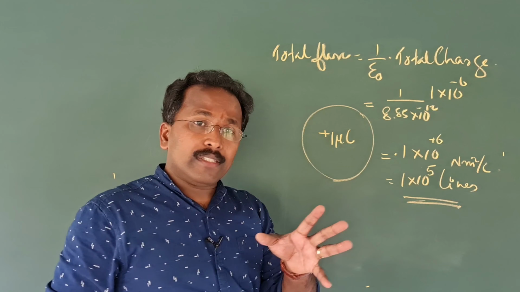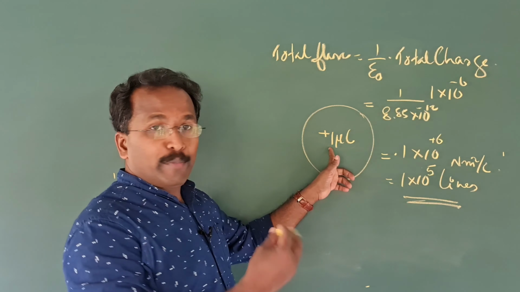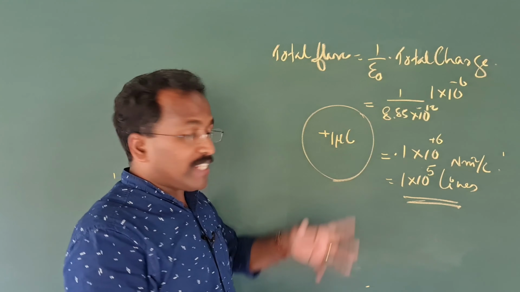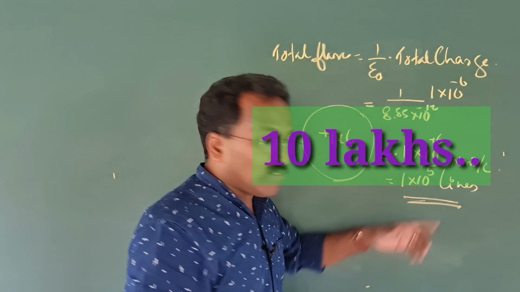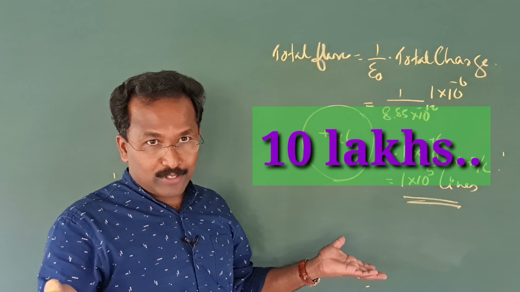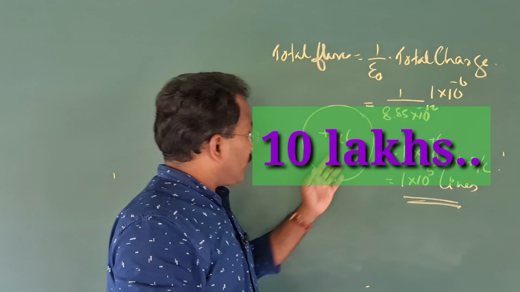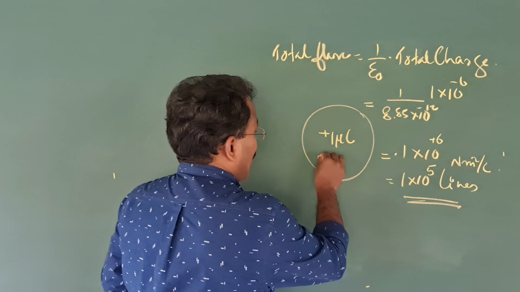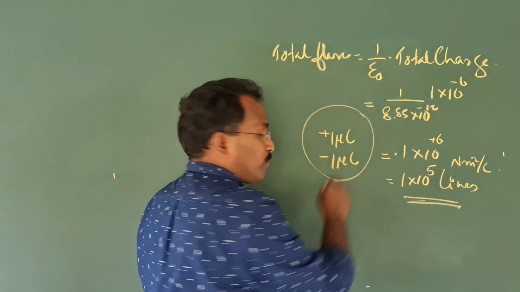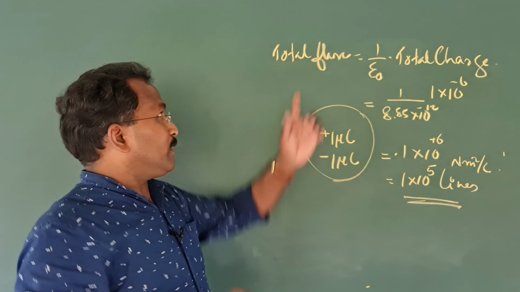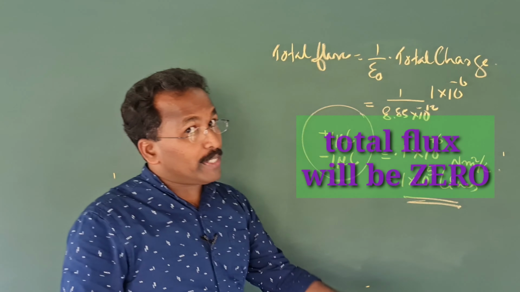Now, another thing is, instead of 1 microcoulomb, if you have say 10 microcoulomb, how many lines will be passing there? This is 1 lakh, then it will be 10 lakh. And if I take minus 1 microcoulomb also inside, what will be the total flux? The total flux will be 0.